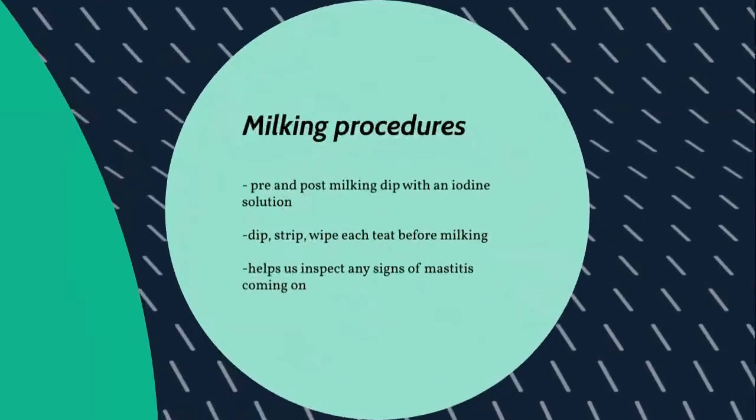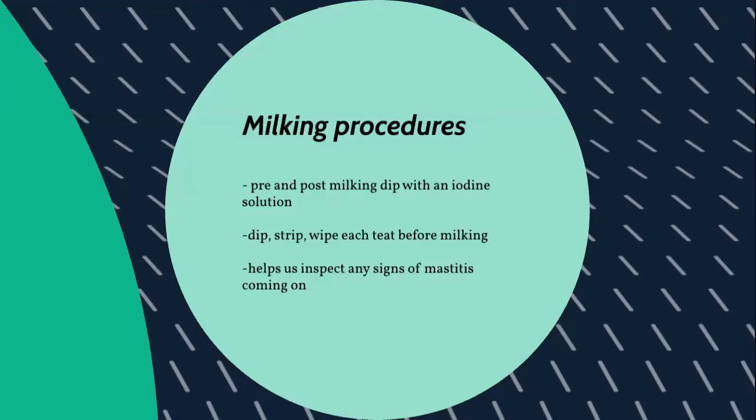So here are some milking procedures. Like I said, we have pre and post milking dip, which is an iodine solution that we dip on each teat before and after they're milked, just to sterilize and kill any bacteria that are on the teat that, when milking, could get into the teat. We call it dip, strip, wipe, and I will show a video of this here.